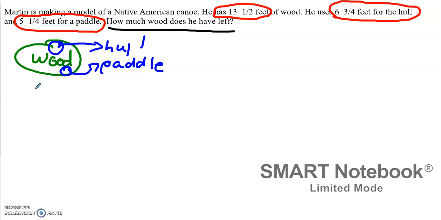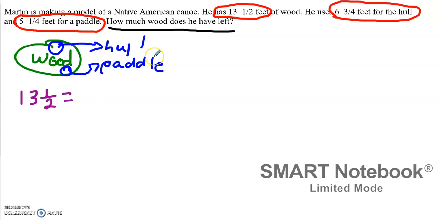Now that I have this in our notebooks, we can then start the calculation. We know he starts off with 13.5 feet of wood. That's our total. That's our grand finale. So I'm going to look at that and I'm going to go, all right, so that's my total. So I know my total goes on one side, right? One side of our equation.